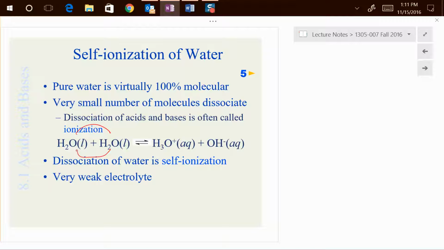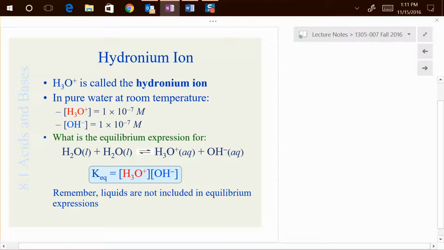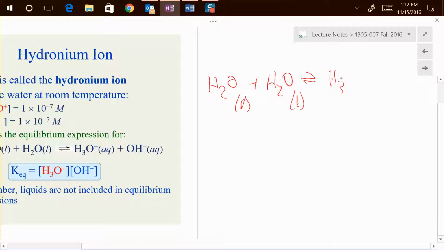Now, this is a very weak electrolyte. These are not in high concentrations. Okay? They're in very, very tiny concentrations. And in fact, if we look at the equilibrium constant for this, we would say that H2O plus H2O, and these are liquids, produces H3O plus and OH minus in solution.